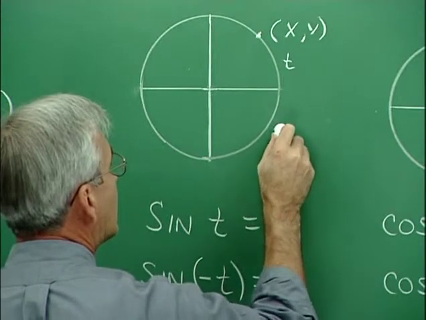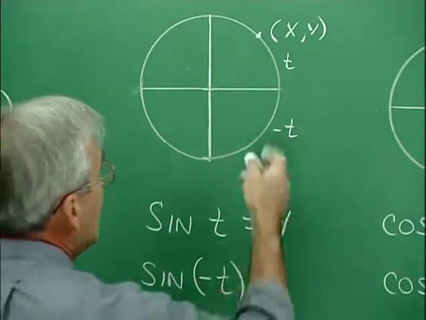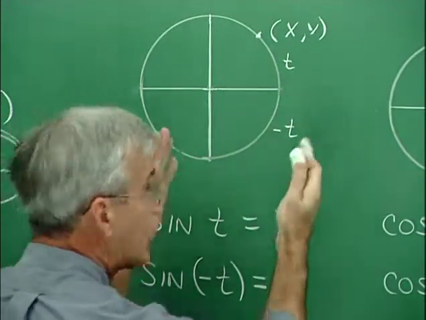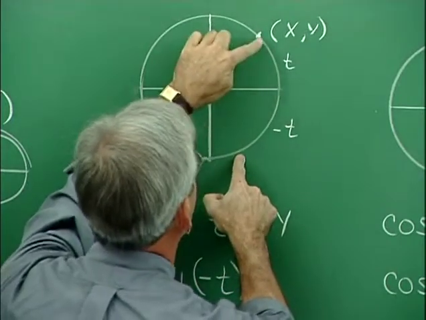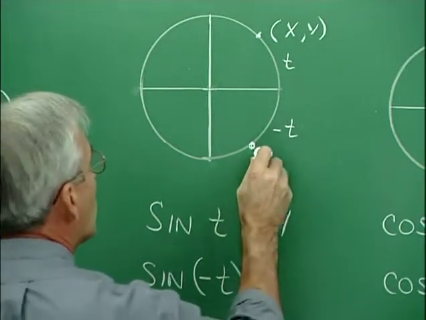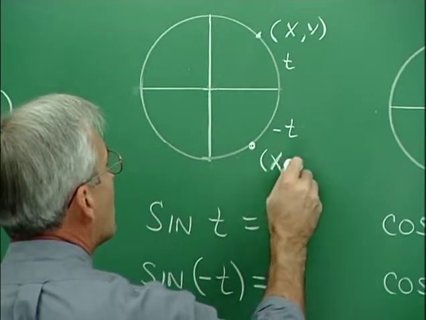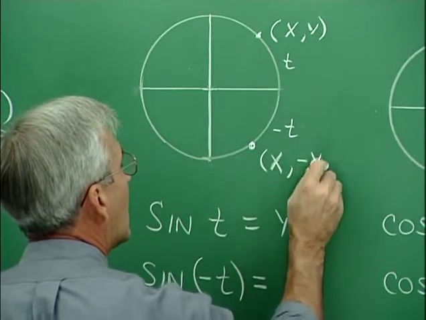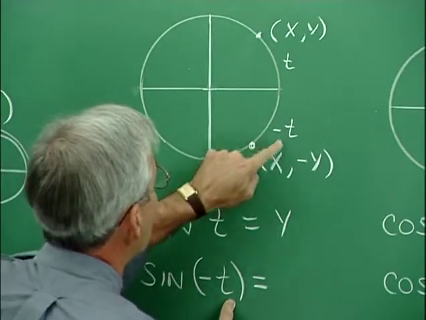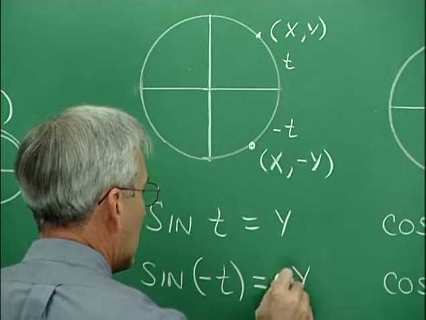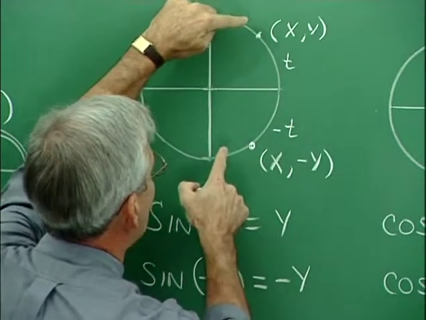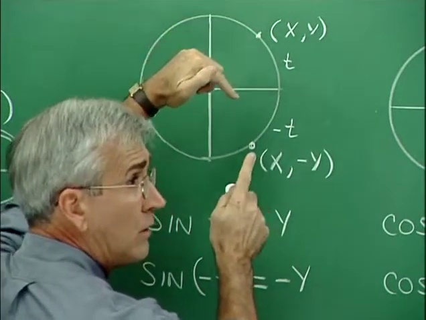Now, if I'm thinking about negative t going out in this direction, the distance here is the same as the distance there. Their absolute values are the same, so we travel the same amount of arc down here that we do up there. And the coordinates of this point would be the same x, but the negative of that y. So the sine of negative t would be negative y.